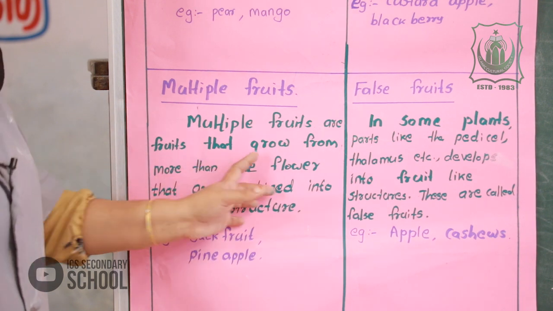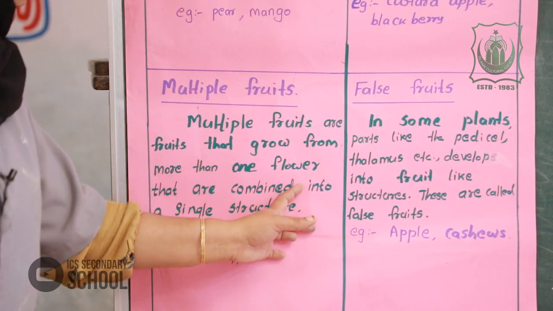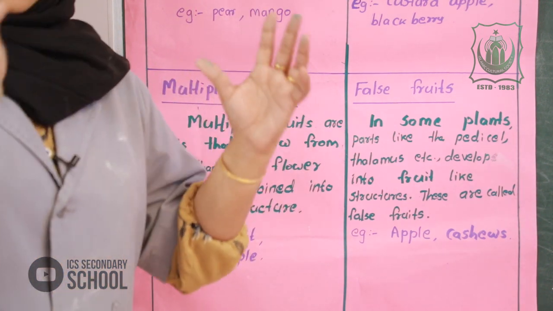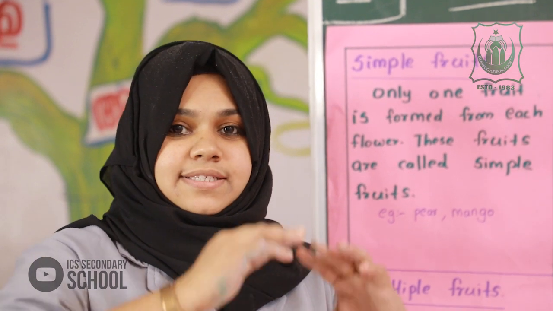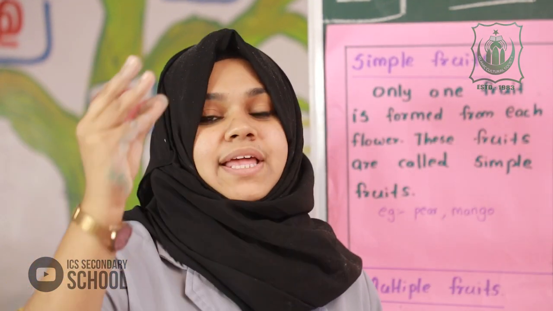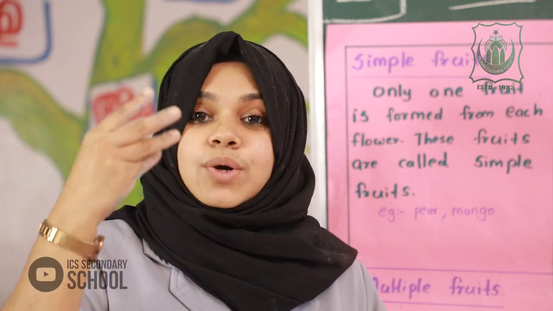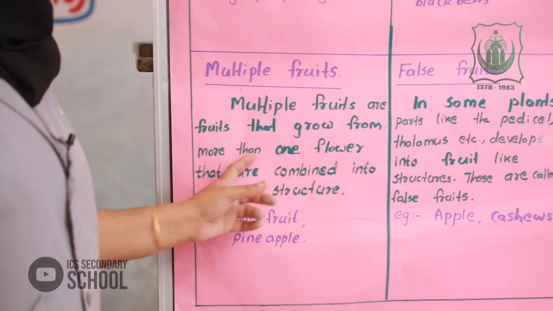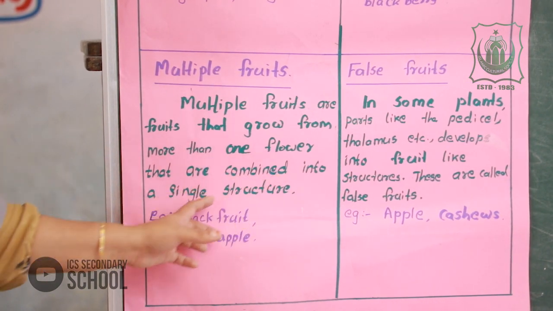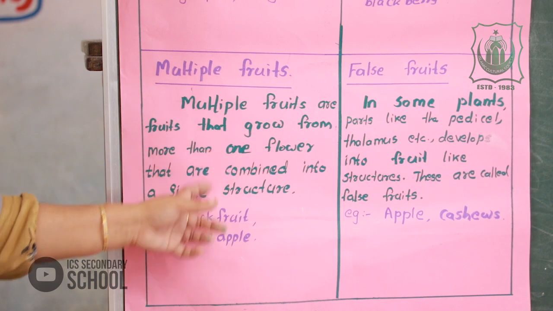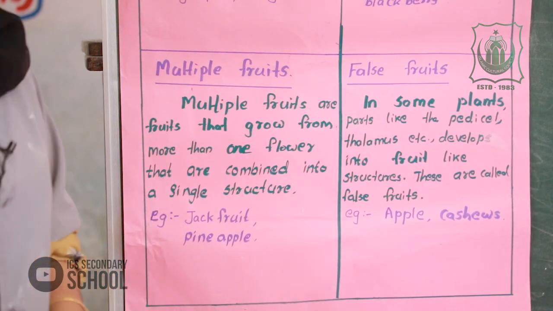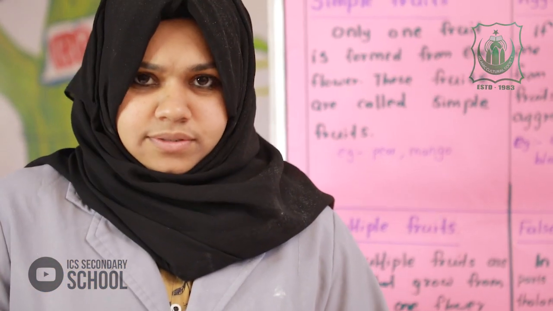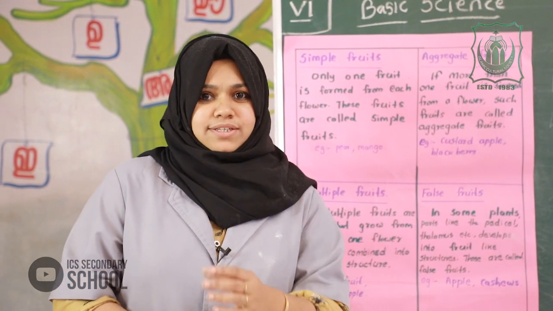Multiple fruits are fruits that grow from more than one flower and that are combined into a single structure. Do you know what a jackfruit is? It is a simple structure, but it has so many chakachula and chakakuru. Multiple fruits, examples: jackfruit, pineapple. Do all fruits turn into chakachula? No, some turn into chakachuvani.